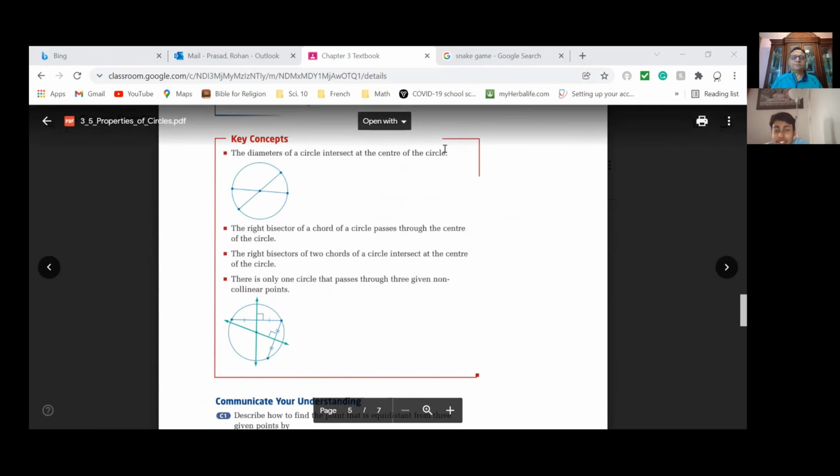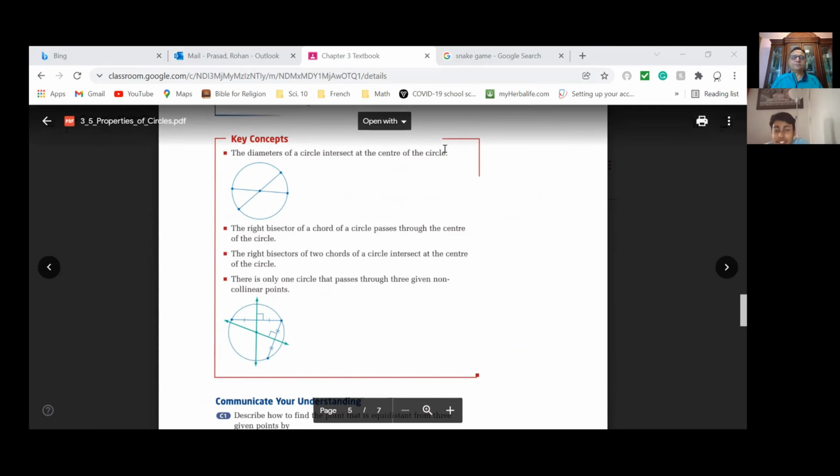So just draw 2 chords, right? One chord somewhere here, the other chord, and then draw the right bisectors, correct? So if you draw a right bisector here and a right bisector there, it will intersect at the center. Do you see that? Yes, sir. That is how you have to communicate, explain, and write down a complete answer.